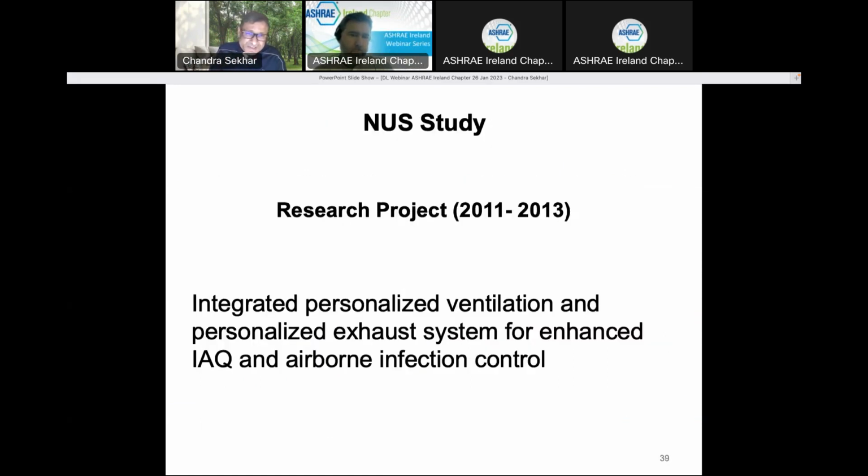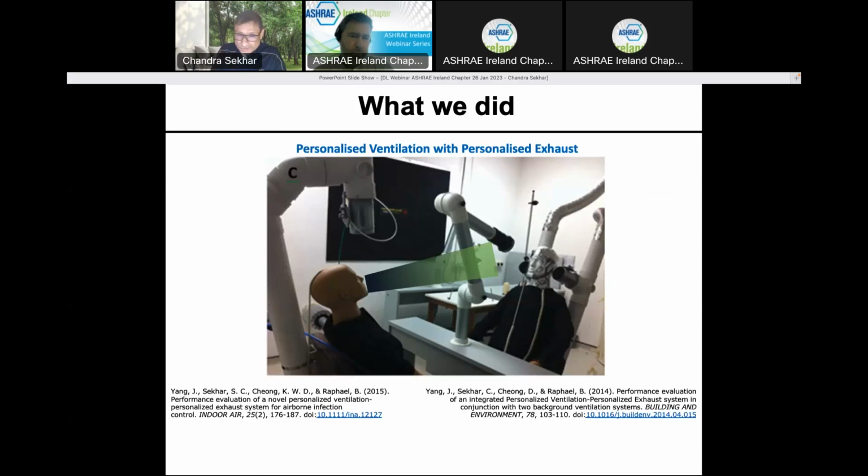So we did a study back in our own group, almost some 10, 11 years ago. We said, can we integrate personalized ventilation with personalized exhaust for enhancing the IAQ and the airborne infection control? So I'm just going to show this one image to give you a sense of what the whole idea was.